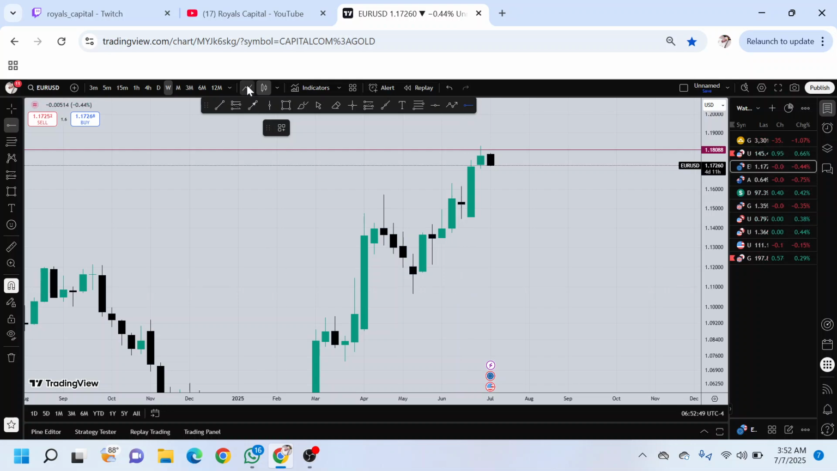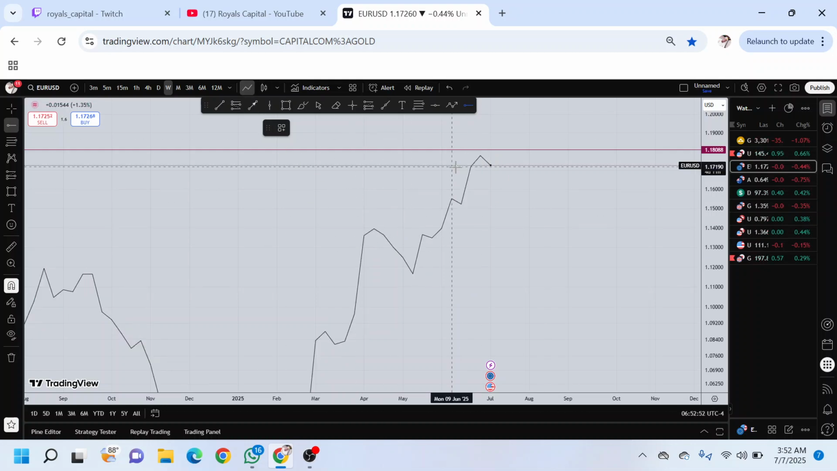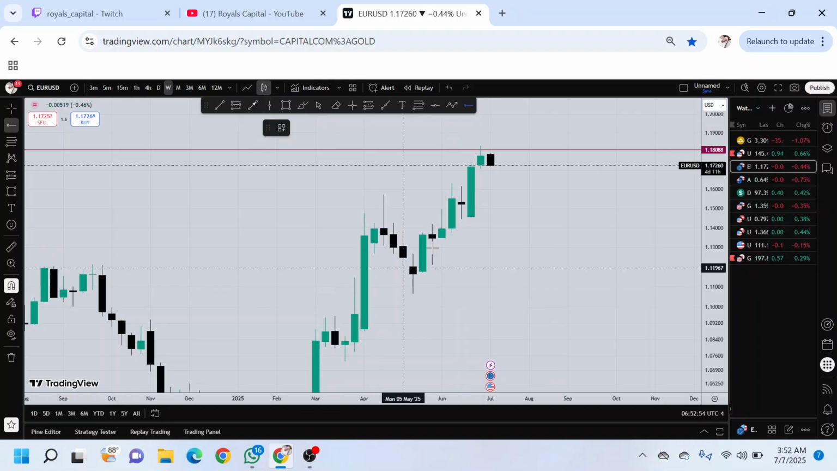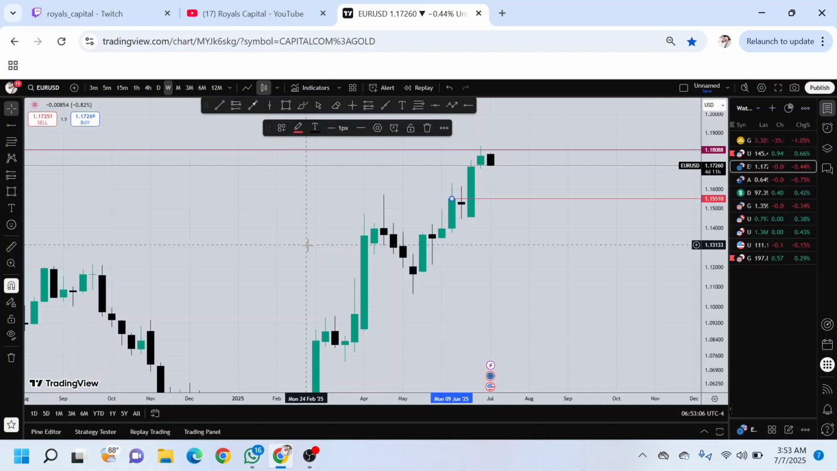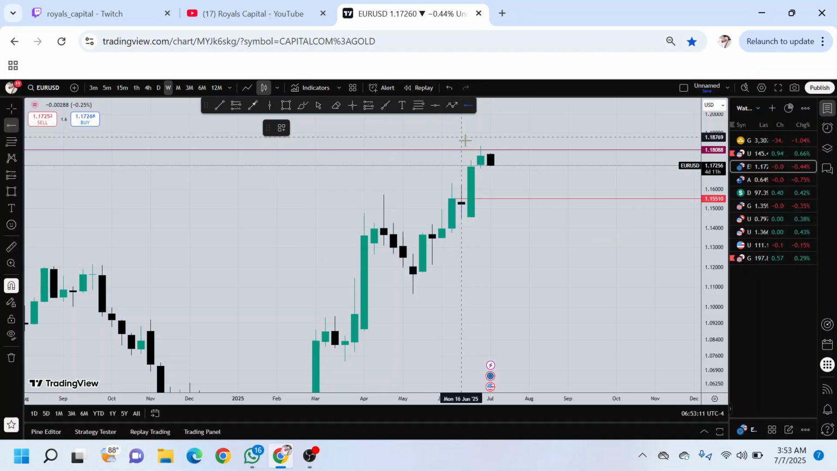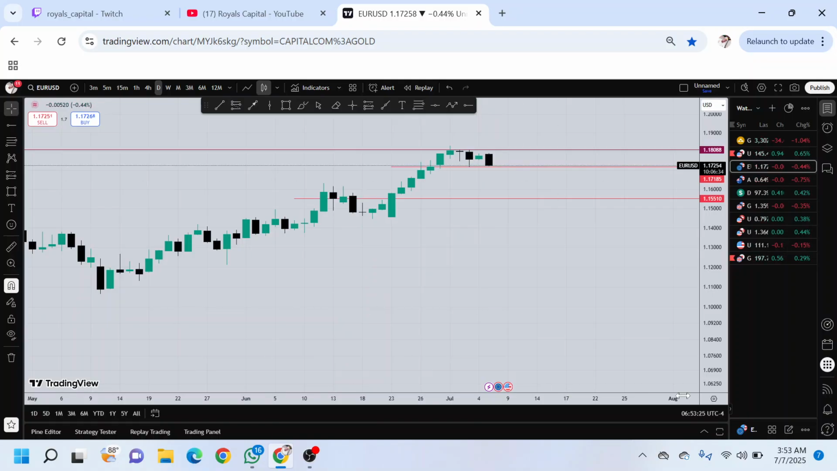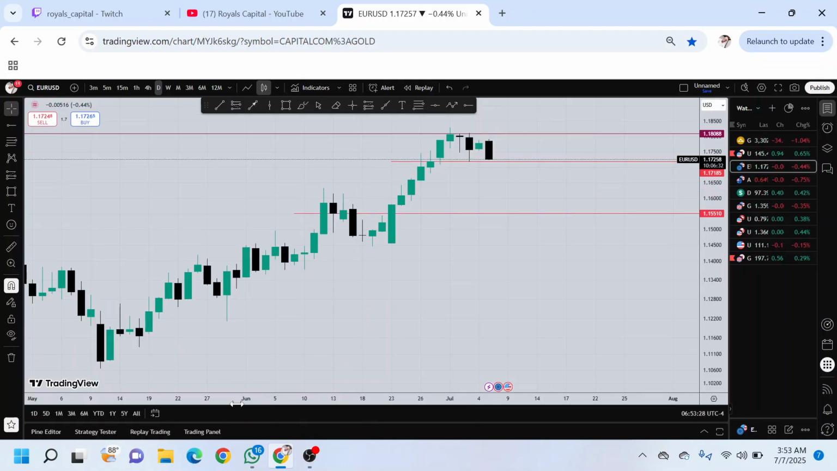We have this level on the weekly, and let's also observe this level on the weekly. We have these two levels. Price is almost close to the first one. And then going down to the daily, what do we see?